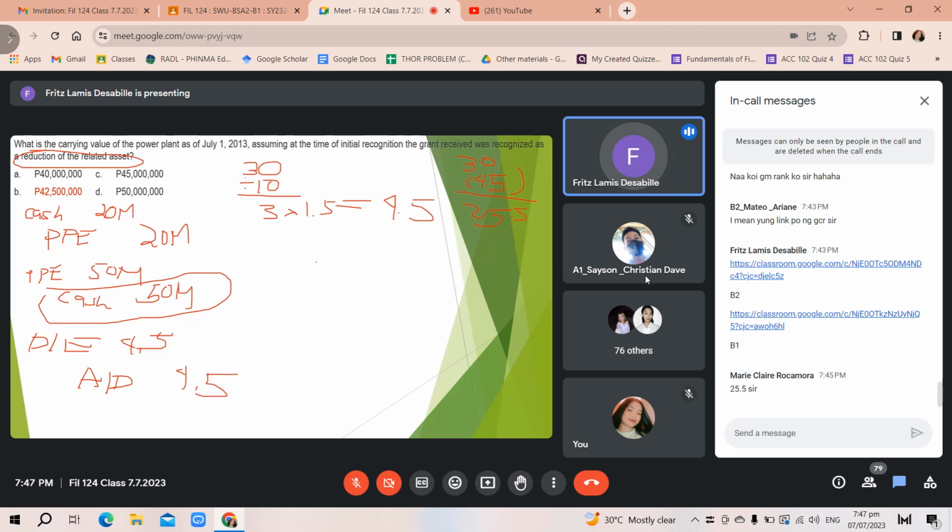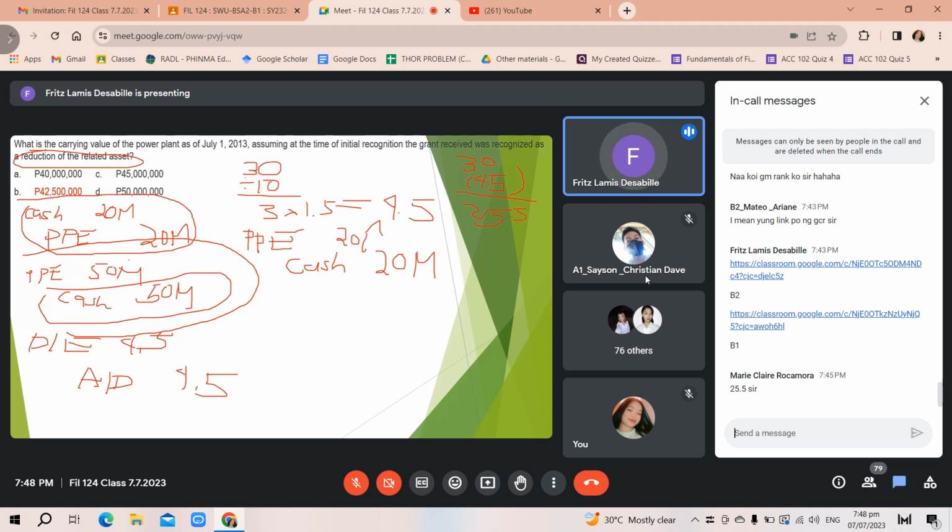So if our entry for paying the 20 million, of course, we credit cash 20 million. Now, instead of debiting deferred grant income, we have no deferred grant income to recognize anymore. What we will do is simply reverse this entry. We just return the PPE. So effectively with this entry, PPE becomes 50 million again. 50 minus 20 plus 20, that is still 50.